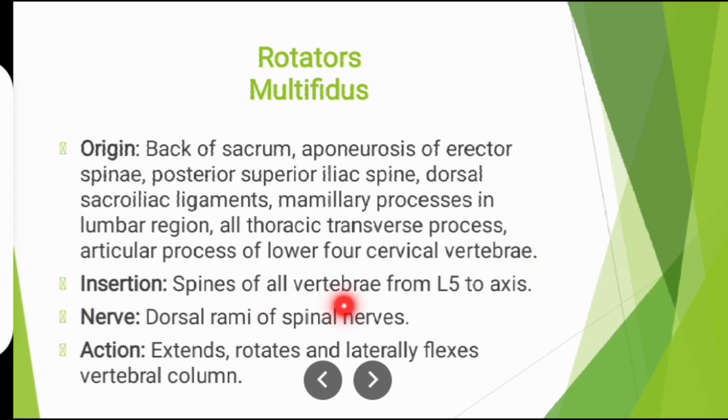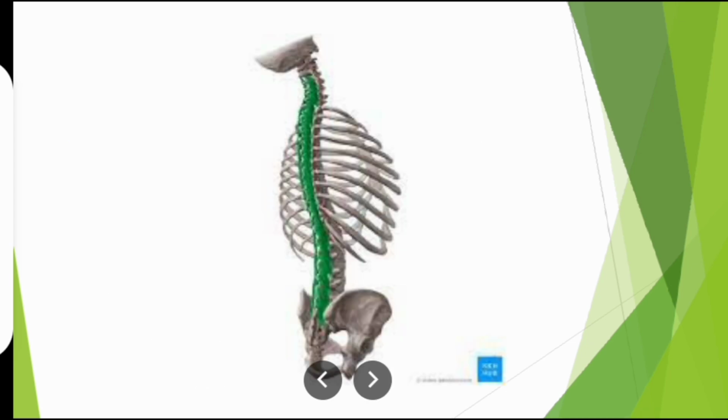Insertion spines of all vertebra from L5 to axis. Nerve supply dorsal rami of spinal nerve. Action involving extension, rotation and lateral flexion of vertebral column. The muscle in green is multifidus.